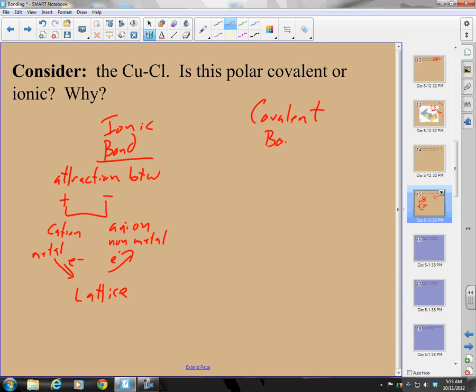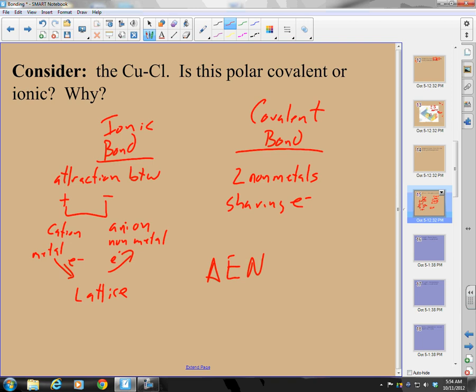In a covalent bond, what happens? I usually have two nonmetals sharing electrons. And when each of these does this, they all gain a noble gas electron configuration. Good. And then we said that we can start to predict these using the difference in electronegativity.